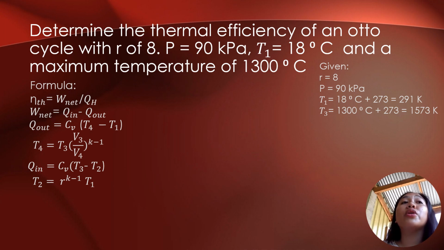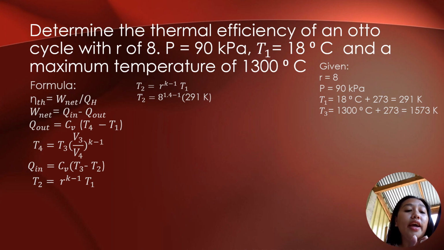So let's start with our T2. The first thing we need to solve is T2. We have the formula of T2, R raised to K minus 1 times T1. Our R is 8, our K is constant, which is 1.4, minus 1, times our temperature 1, which is 291 Kelvin. So let's solve. We have 8 raised to 1.4 minus 1 times 291 Kelvin, so our T2 is equal to 668.54 Kelvin.